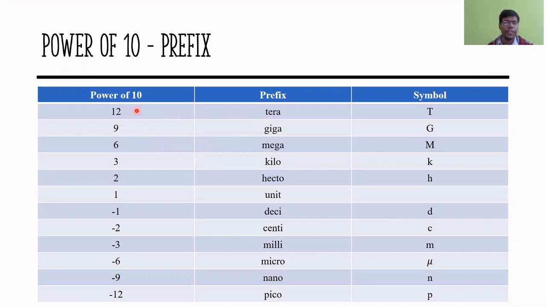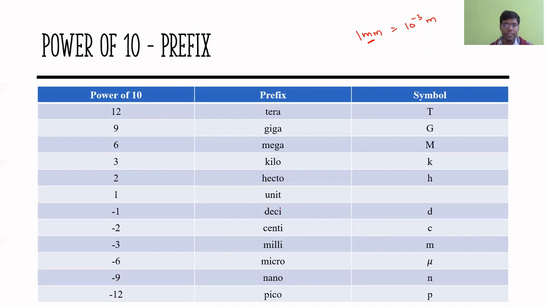Depending on the power of 10 which a particular unit has, we have a specific prefix and the symbol which we use to represent this prefix. Say when we say the unit is millimeter, what we mean is, suppose I have 1 millimeter. 1 millimeter is nothing but 10 power minus 3 meter. So when I have the prefix milli, this prefix milli can be replaced with 10 power minus 3.